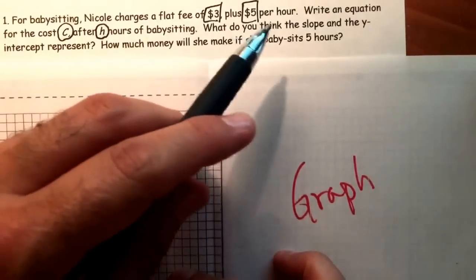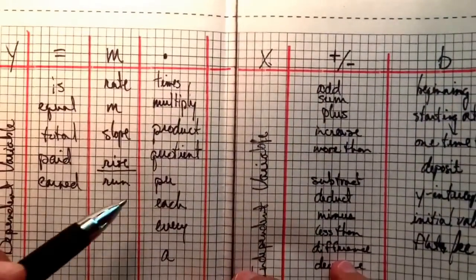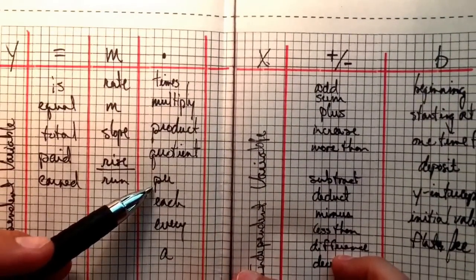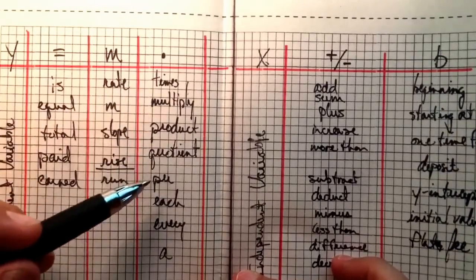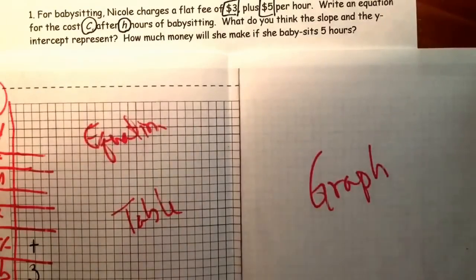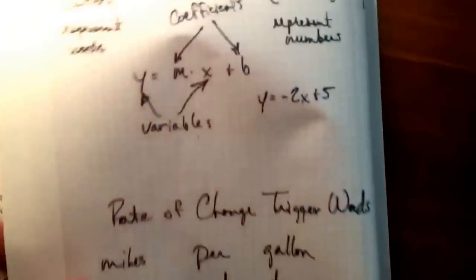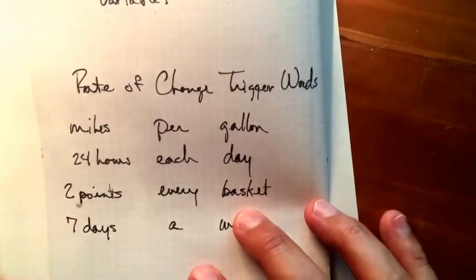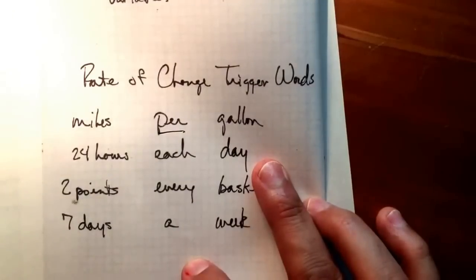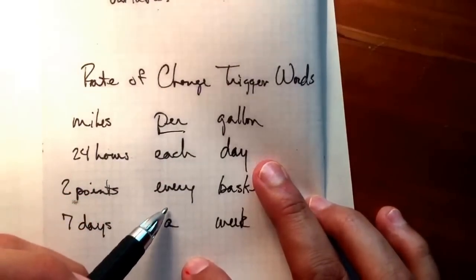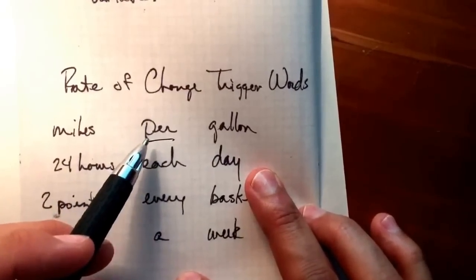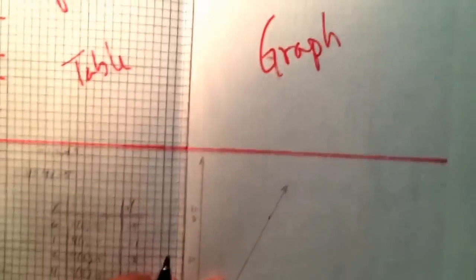And then we're going to come back over here just a second. Look at this $5 per hour. Per should also ring a bell. A bunch of you asked me what this word is right here. It's per. Per is really important. Per is part of the multiplication. And if you look at another place in your graphic organizer, on the back of your notes, we have a list of rate of change trigger words. And look, per is right there. Per, each, every, a. Whenever you see these words, you automatically know that's related to the rate of change. So per is related to the slope. Per is related to m.